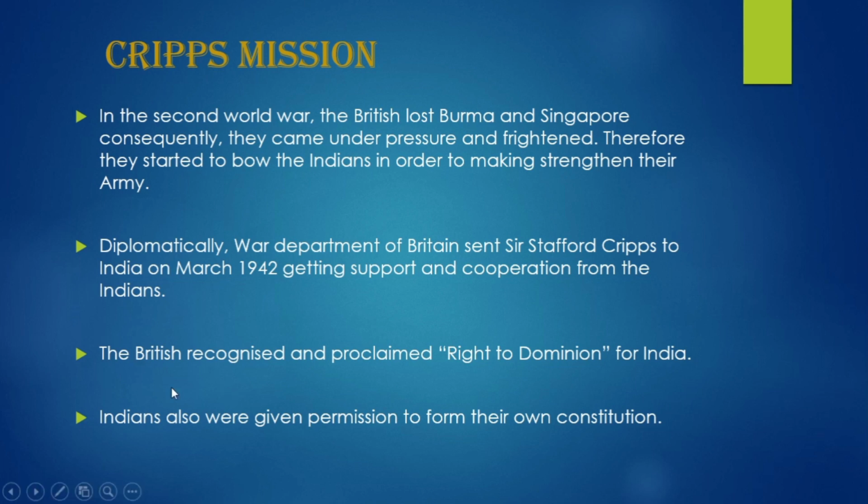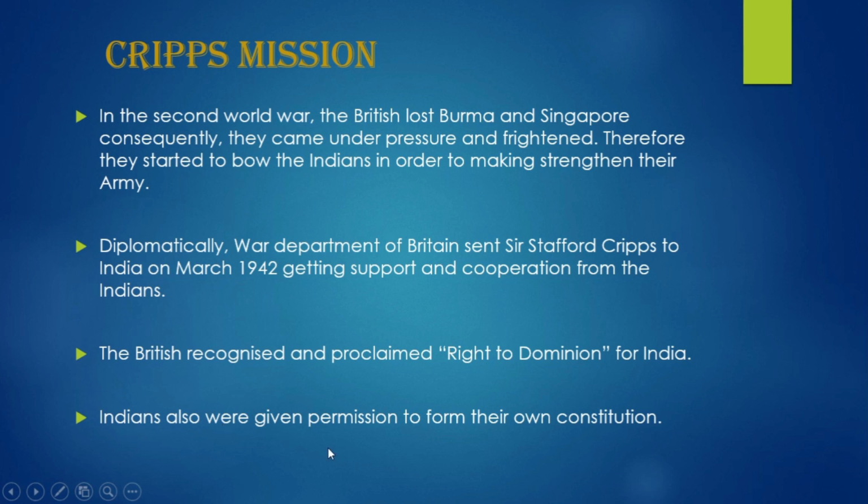Let's move forward. Here the British recognized and proclaimed the right to dominion for India. What happened here, friends, is that the British declared and gave the right to dominion for India. And this is what the Indian people were demanding and asking for, constantly protesting and raising their voice strongly. They were asking for this right to dominion, and after all the British decided to give it to them. I hope you are getting it. Let's move forward.